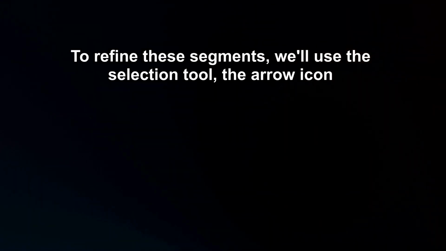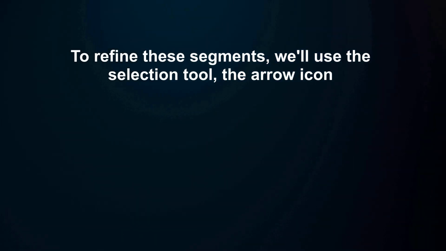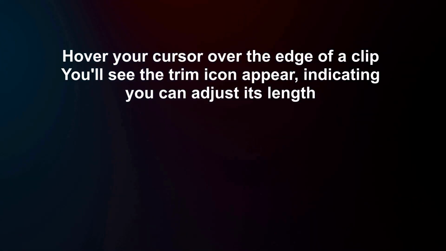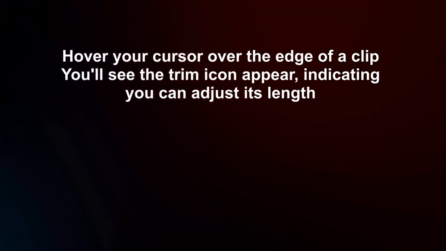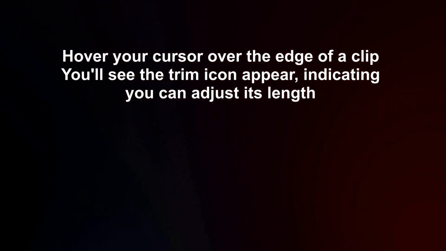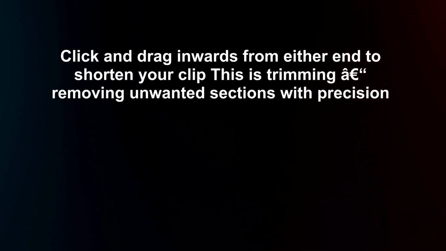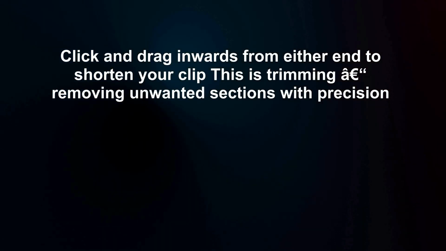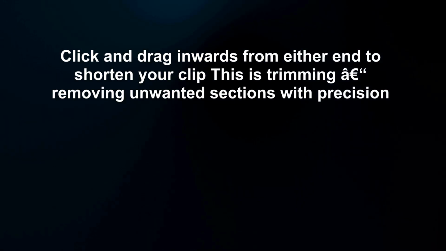To refine these segments, we'll use the selection tool, the arrow icon. Hover your cursor over the edge of a clip, you'll see the trim icon appear, indicating you can adjust its length. Click and drag inwards from either end to shorten your clip. This is trimming, where you're removing unwanted sections with precision.